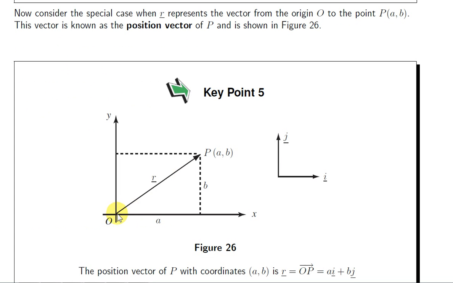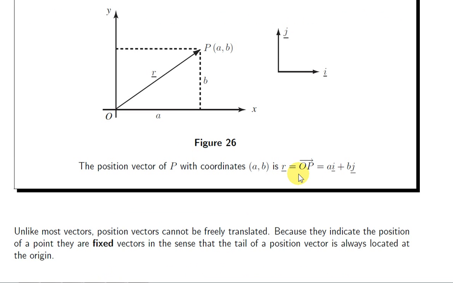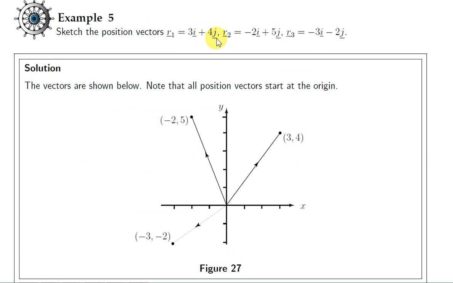A vector that has its tail at the origin could be called a position vector. So we could call this the position vector for the point P here. The letter r is often used to denote a position vector. So in this case, vector r is ai plus bj. Let's look at these 3 position vectors. r1 is 3i plus 4j, r2 is minus 2i plus 5j, r3 is minus 3i minus 2j.